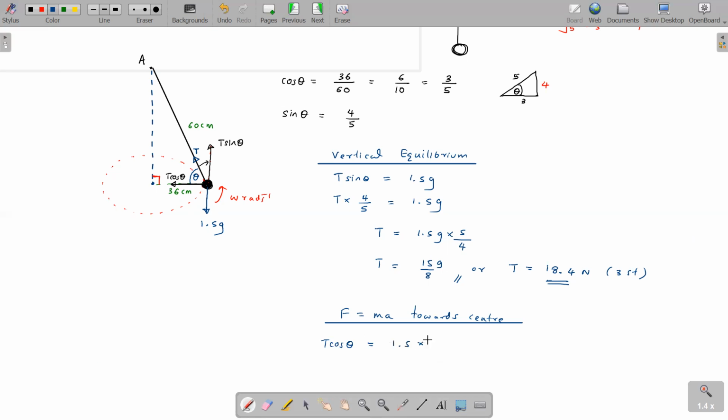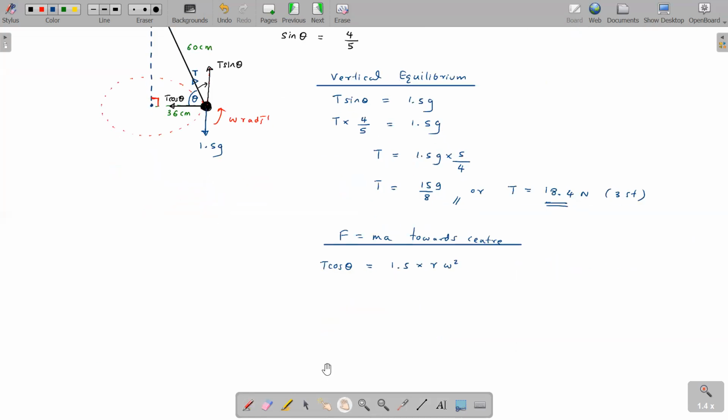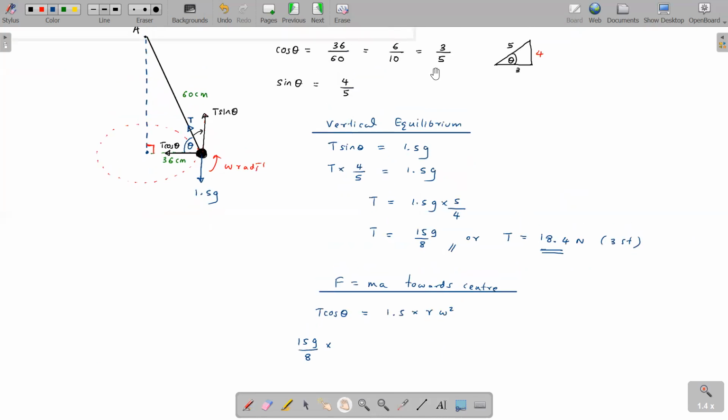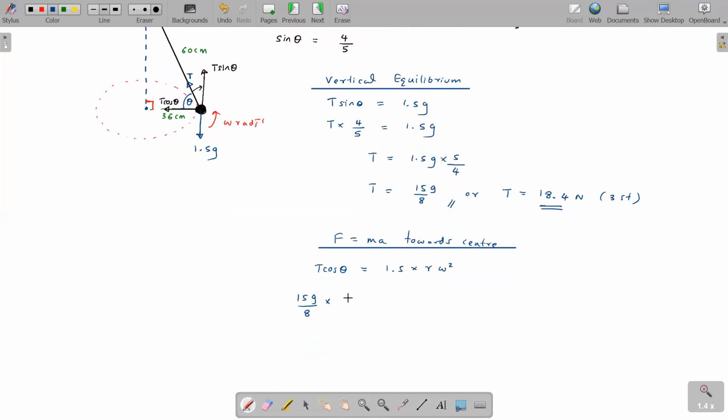And centripetal acceleration, either you will use v squared over r or r omega squared. Since I'm trying to find omega, I will use r omega squared. All right, so we have the T value, and when you're using the T value, do not use the 3 SF, but use the exact answer. The exact figure is 15g over 8. So 15g over 8, that's the T value. Cos theta was 3 over 5.